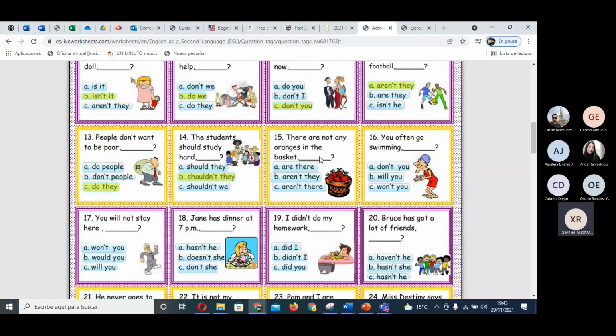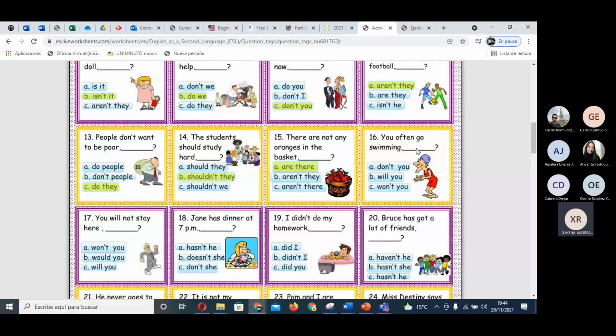Pablo Garzón, would you continue with the number 15, please? There are not any oranges in the basket. Are there? Very good. Entonces, bueno, primero, esto es negativo, debemos usar un afirmativo. Y segundo, recuerden esta expresión, there are, es para hablar de haber, ¿no? Hay tantas cosas, no hay tantas cosas. Aquí nos dicen, no hay naranjas en the basket, ¿sí? En la canasta. Are there sería la correcta expresión.